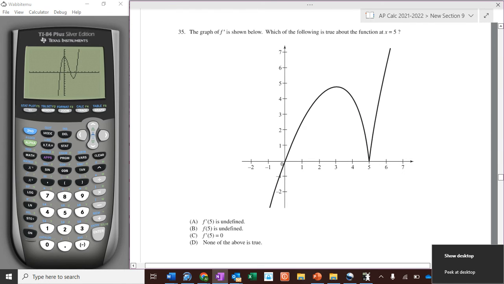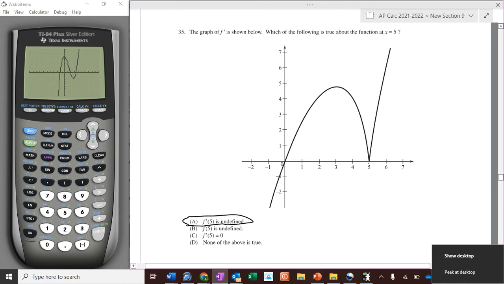The graph of the function is below. What's true about the function at 5? Is it continuous? Yes, it is continuous. Continuous means it keeps going. Is it differentiable? No, it is not differentiable. So, the first derivative of this function is undefined because it's not differentiable.